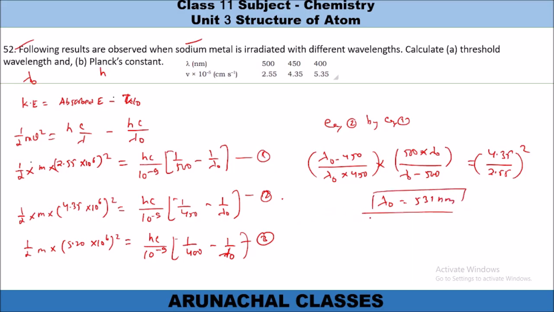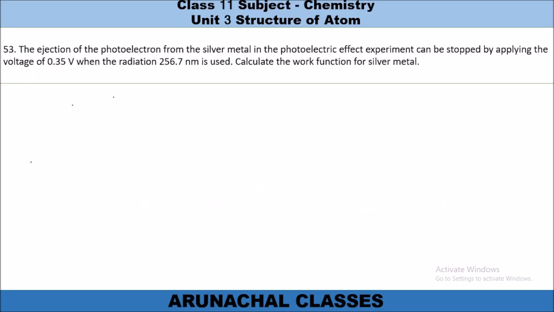Now putting the value of lambda naught in equation 3, by putting this in equation 3 we will get the h value as 6.65 multiplied with 10 power minus 32 joule second. So this is the h value, that is the Planck constant, we have got accordingly. Now let us move to question number 53.